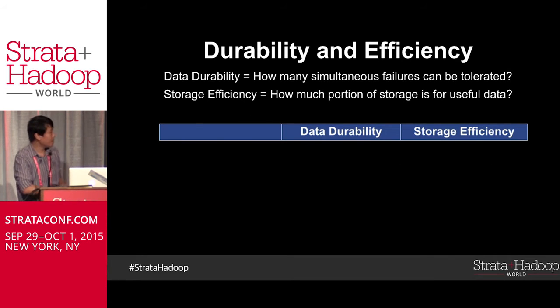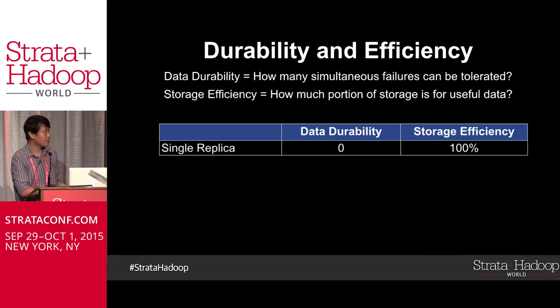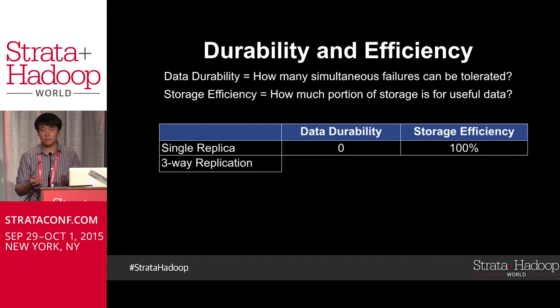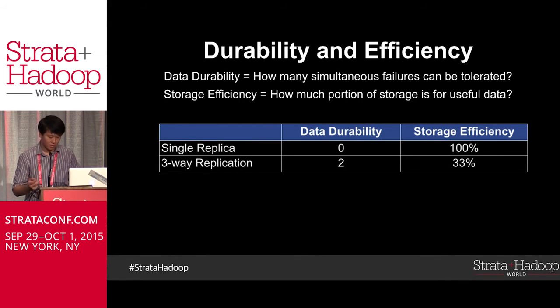So in summary, if you have a single replica, the data durability is 0. You cannot tolerate any storage failure, and storage efficiency is 100%. If you have three-way replication, which is a default in HDFS and many other file systems, then data durability is 2. You can tolerate 2 failures, and storage efficiency is 1/3.